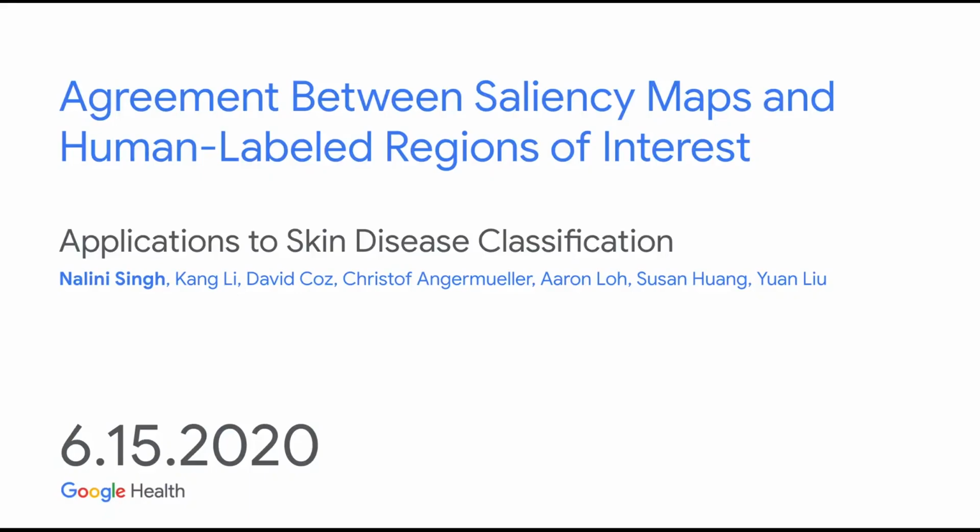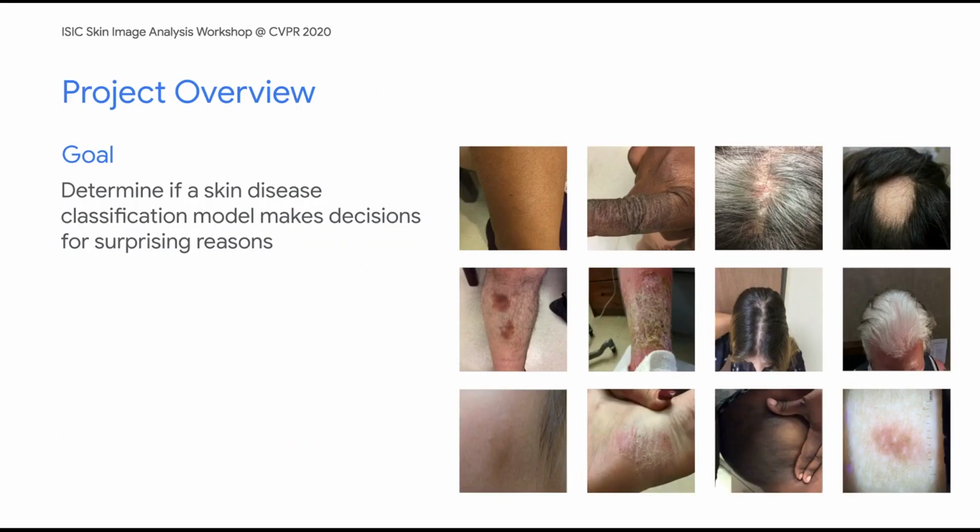In this talk, I'm going to discuss a comparison between skin disease classification model explanations and human intuition about the important factors for doing this type of classification. There's been significant previous interest in skin disease classification from consumer-grade camera images. This is a challenging task for several reasons, but one of the biggest is heterogeneity in image content.